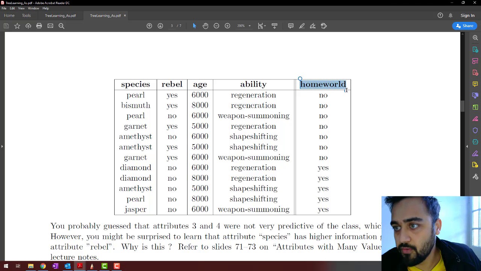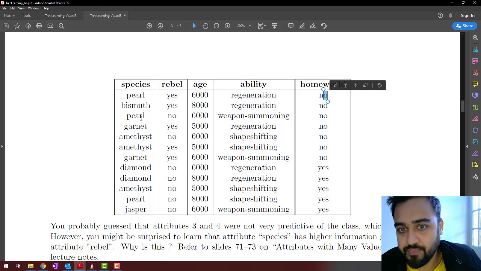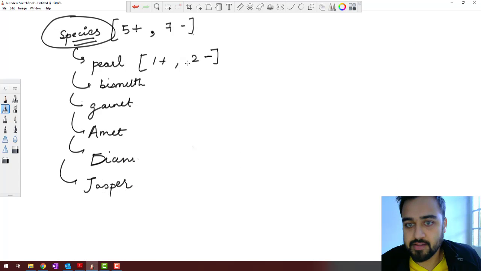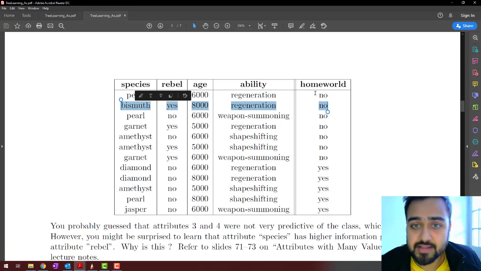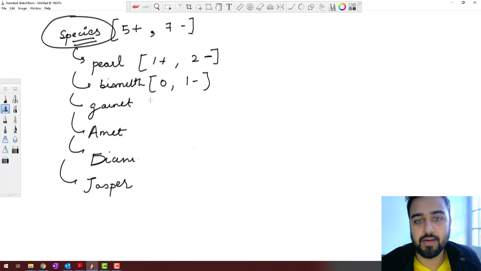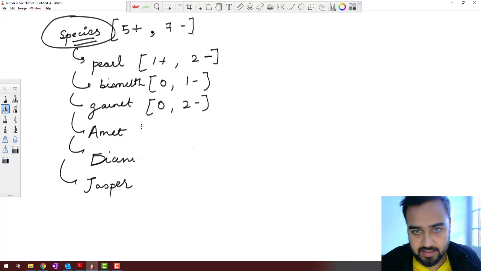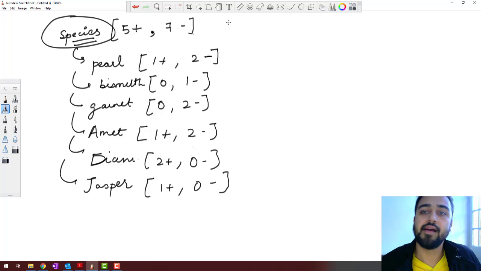Now compare your class, that is the home word, with the attribute that you want to split on. Let's say you're considering pearl. The first pearl coincides with no, the second pearl coincides with no, and the third pearl coincides with yes. Therefore, the distribution for pearl is 1 positive, 2 negative. Similarly, if you take bismuth, bismuth occurs just once, and that too with no. So the distribution for bismuth becomes 0 positive, 1 negative. Similarly, garnet occurs twice, amethyst occurs thrice, diamond occurs twice, and jasper occurs once.